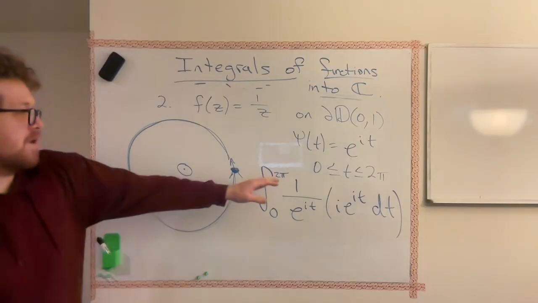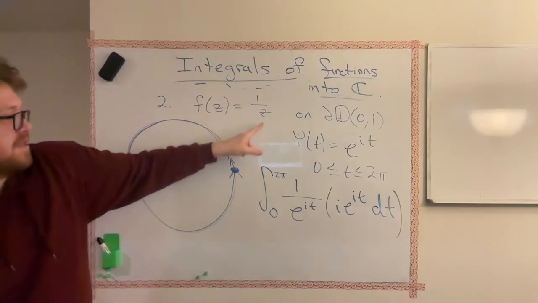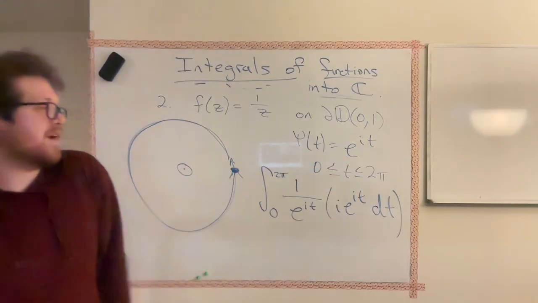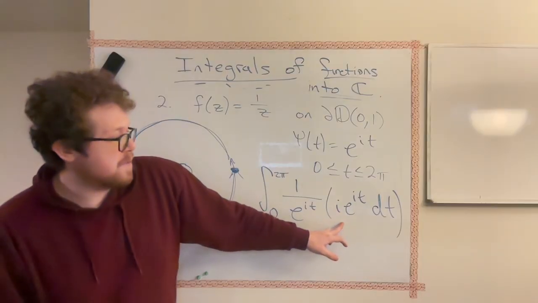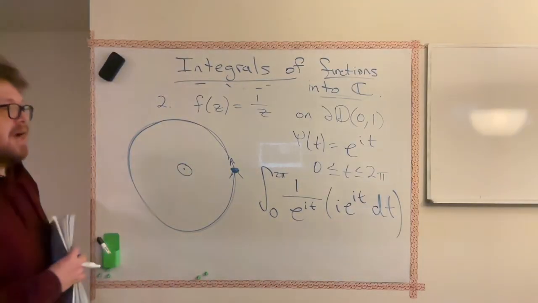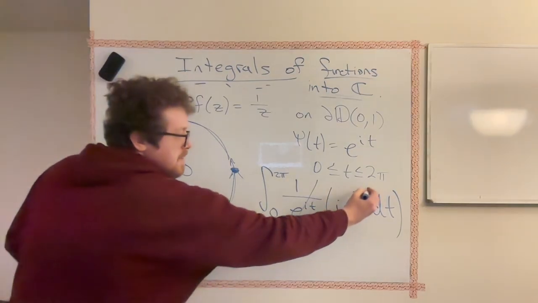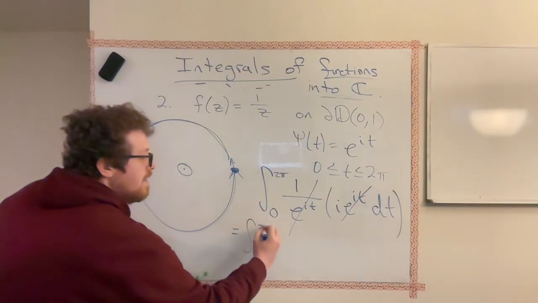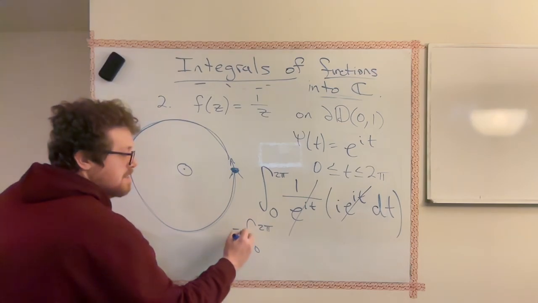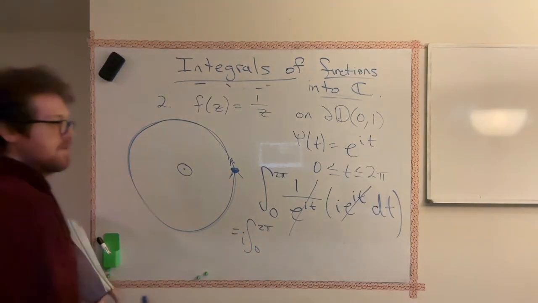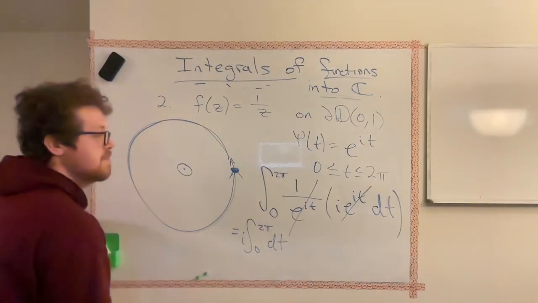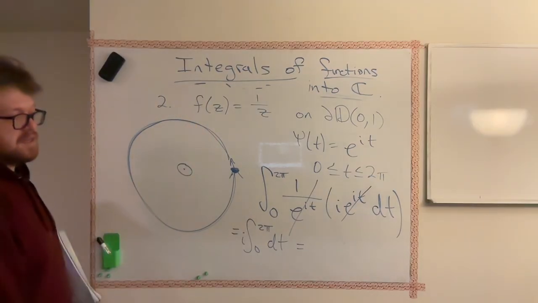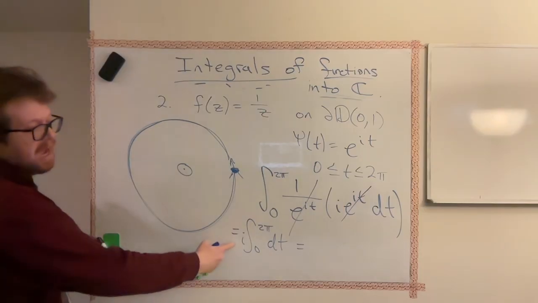Okay, so we have 1 over the parameterization. So this is 1 over z, except now z is only taking on these values, where t is from 0 to 2 pi. Multiply by the derivative of the parameterization times dt. You can see that the e to the it cancels with the e to the it here. We basically just have an integral from 0 to 2 pi of i, which is a constant function, so I can pull it out. And so it's just dt from 0 to 2 pi. The antiderivative is t. So I plug in 2 pi and then plug in 0, take the difference. So I just get 2 pi times i.